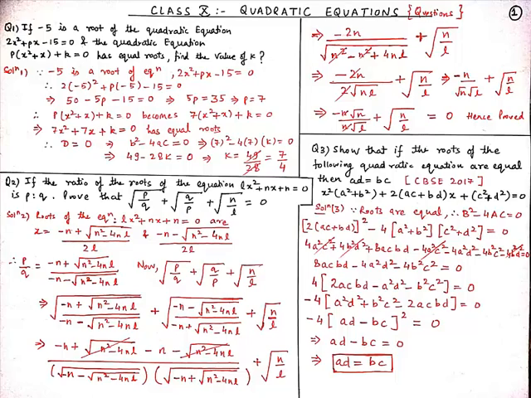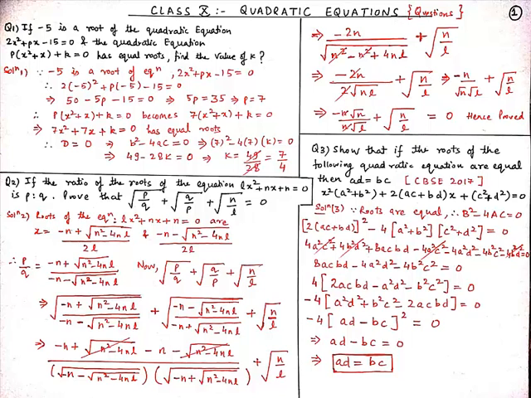Today we will do some more questions based on quadratic equations which were asked in previous year board examinations. So our first question for today is: if minus 5 is a root of the quadratic equation 2x square plus px minus 15 is equal to 0, and the quadratic equation p into x square plus k equal to 0 has equal roots, then find the value of k.